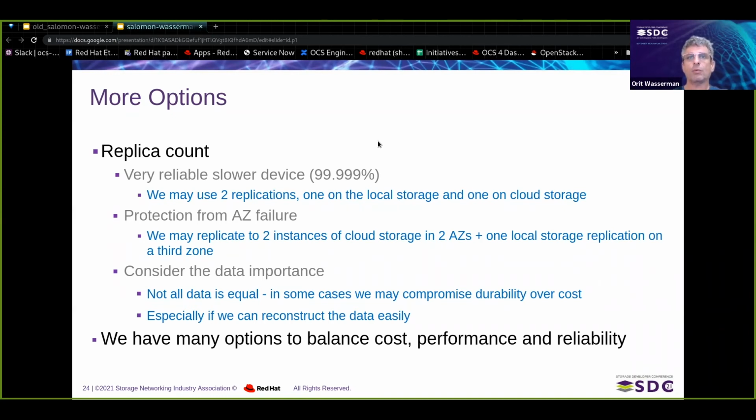To summarize, we have multiple options to balance cost, performance, and reliability. There is no one correct answer. There are different options for different use cases. We may want to provide several choices to the users according to their workload and quality of service requirements.